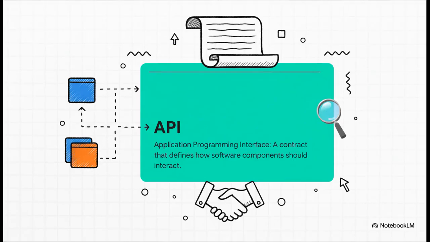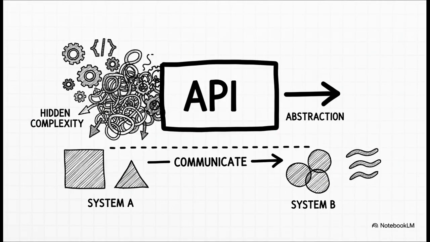An API, or Application Programming Interface, is basically a contract. Yeah, a contract. It spells out, in no uncertain terms, the rules for how different pieces of software are allowed to talk to one another. It defines exactly what requests you can make, what you're going to get back, and how that whole conversation is supposed to go.